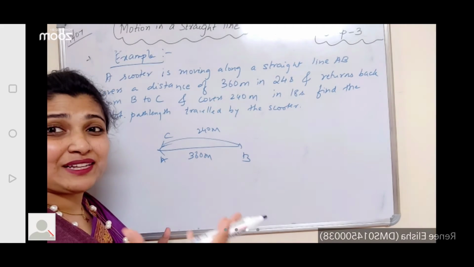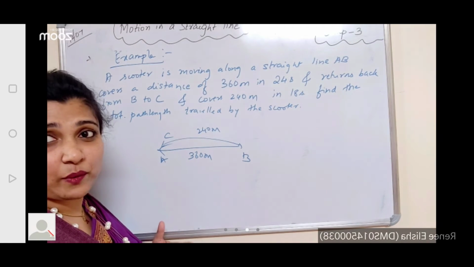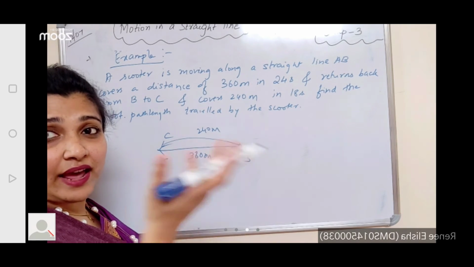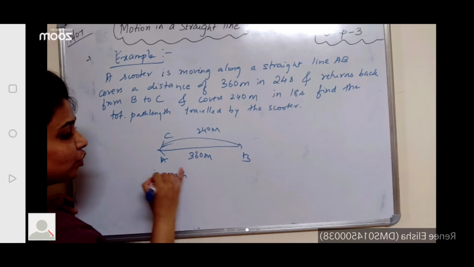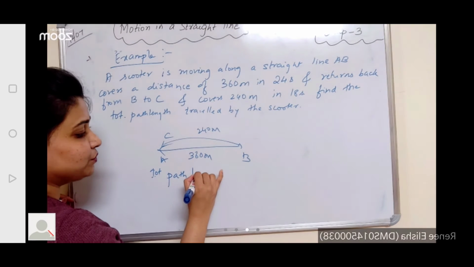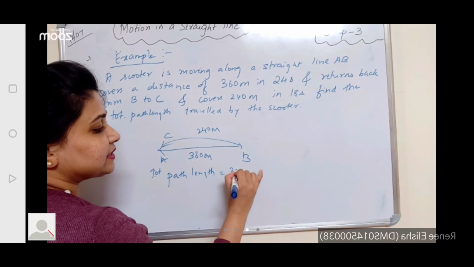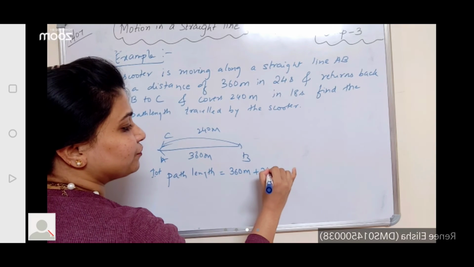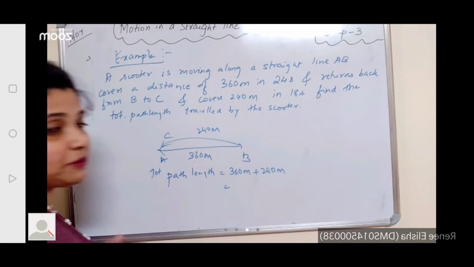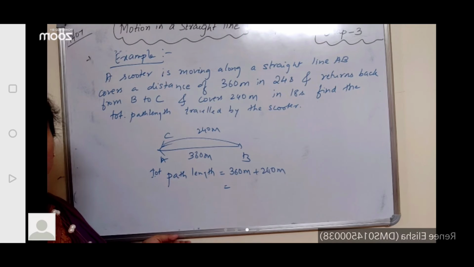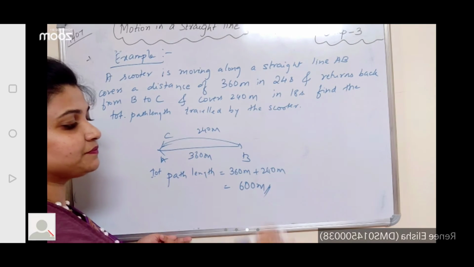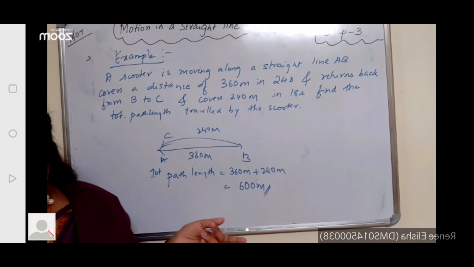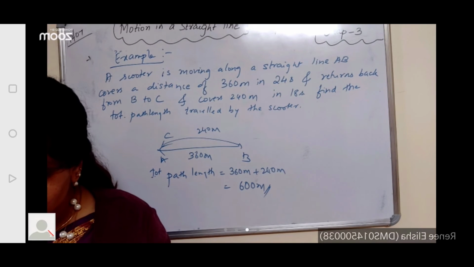See, to find the path length, do I even need time? Not required, right? So directly I can add the path lengths. Therefore, total path length is equal to 360 meters plus 240 meters. So what is 360 plus 240? 600 meters. That's all. Easy? These types of problems can come for 1 or 2 marks.